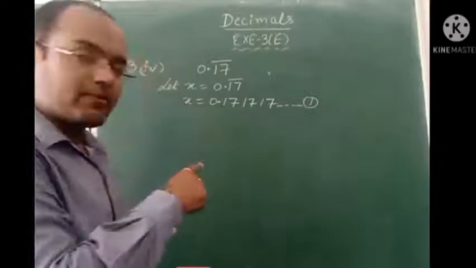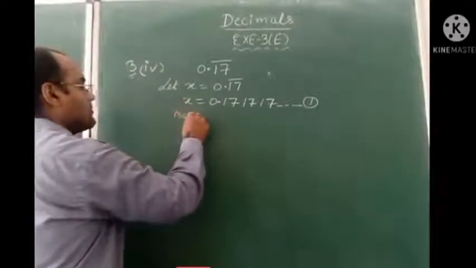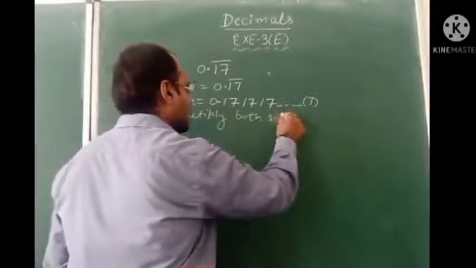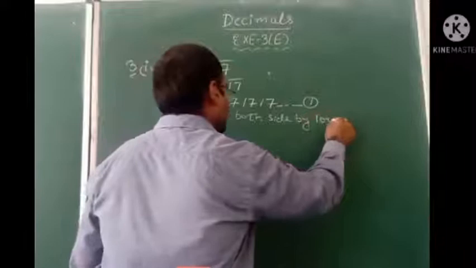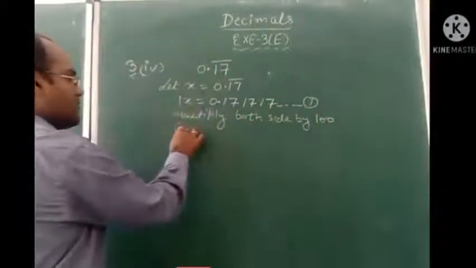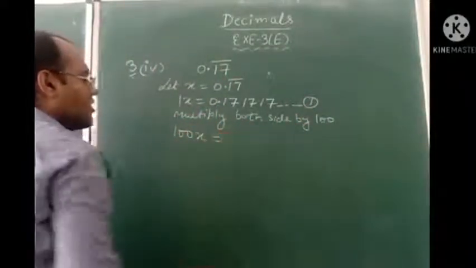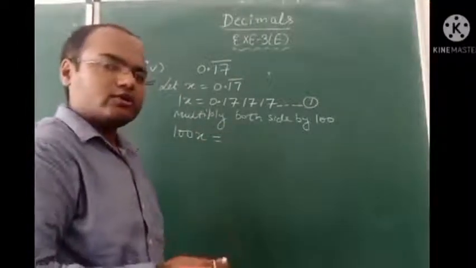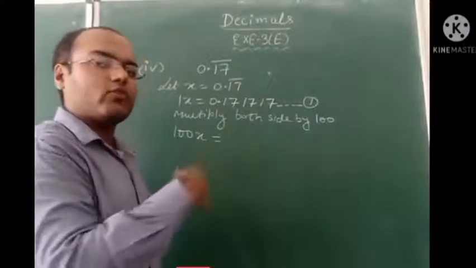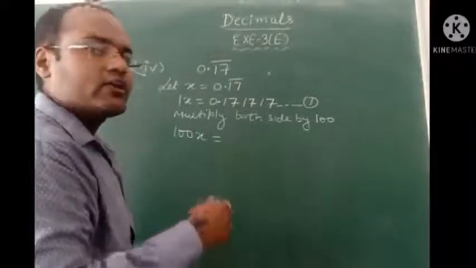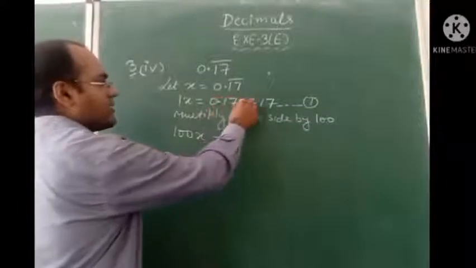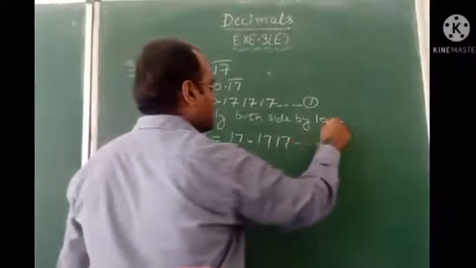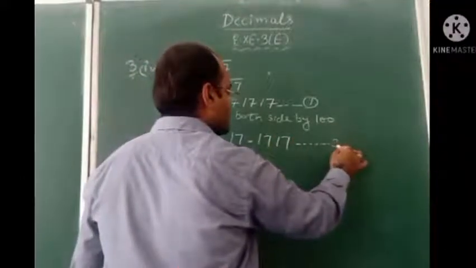Since here 2 digits are repeating, we will multiply both sides by 100. So the left hand side, when we multiply with 100, will become 100x. On the right hand side, when we multiply with 100, in 100 how many zeros are there? 2. So on multiplying, the decimal will shift to the right. How many places will it shift to the right? 2 places. That means from here it will come here. So this will be 17.1717 and so on. This is your equation number 2.